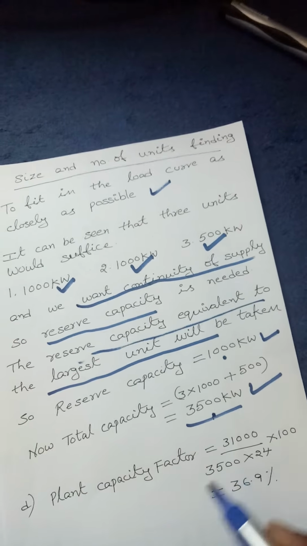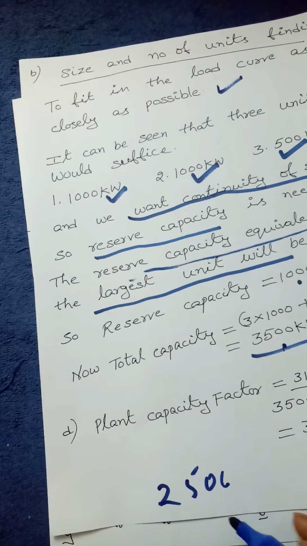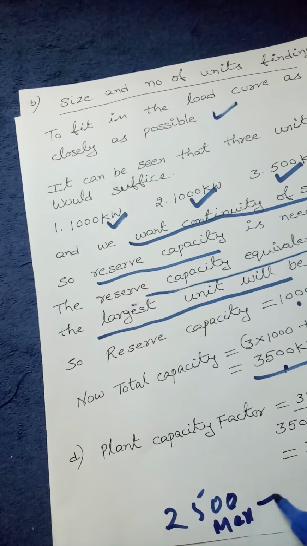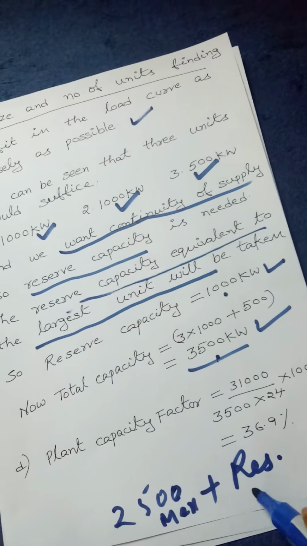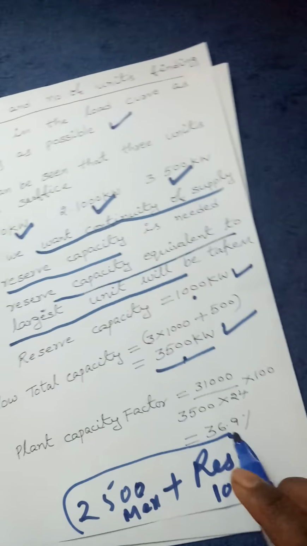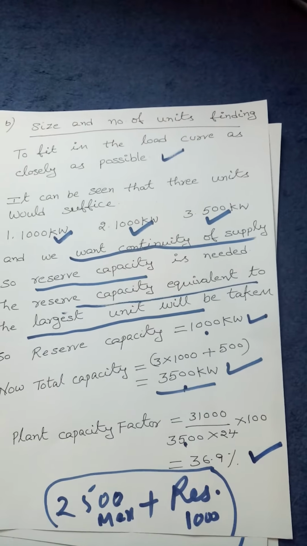What is the normal maximum load? 2500 is the maximum load, plus reserve. What is the reserve? 1000. So 3500 into 24. So the plant capacity factor is 36.9%.